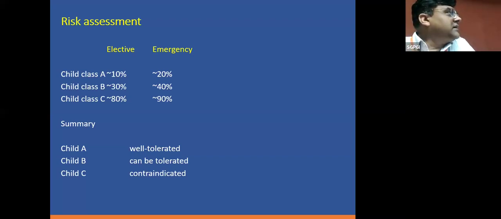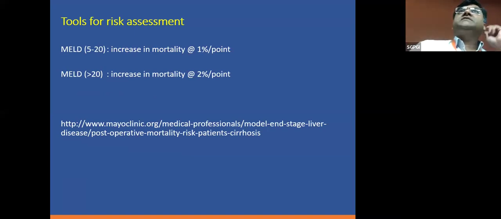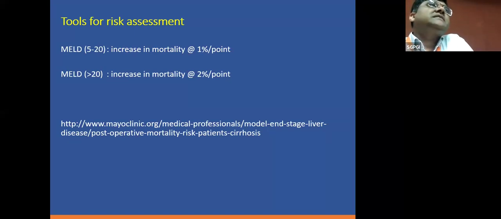But many other factors are important, like which type of surgery it is, whether it is abdominal surgery or extra-abdominal surgery, whether it is emergency surgery or elective surgery. All those factors are also important because earlier Child was used. Now MELD is considered to be a better criterion to determine the outcome. So this is how you can get a rough estimate of death with the increasing number of MELD.